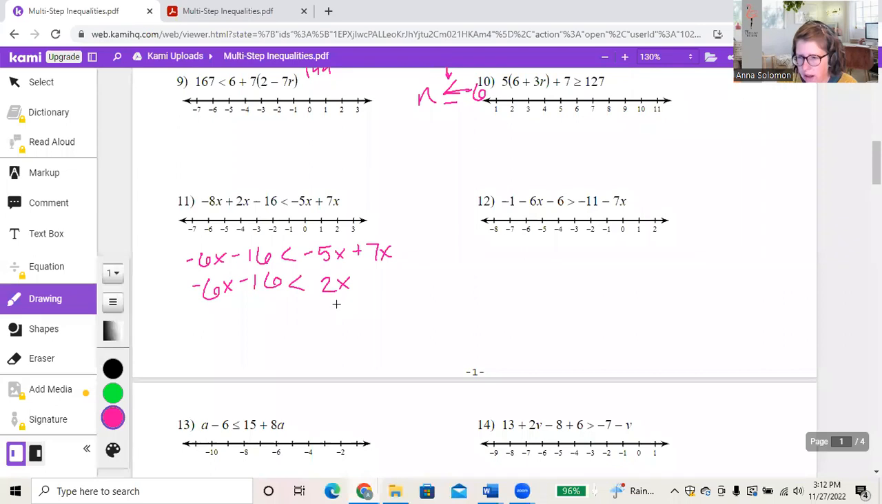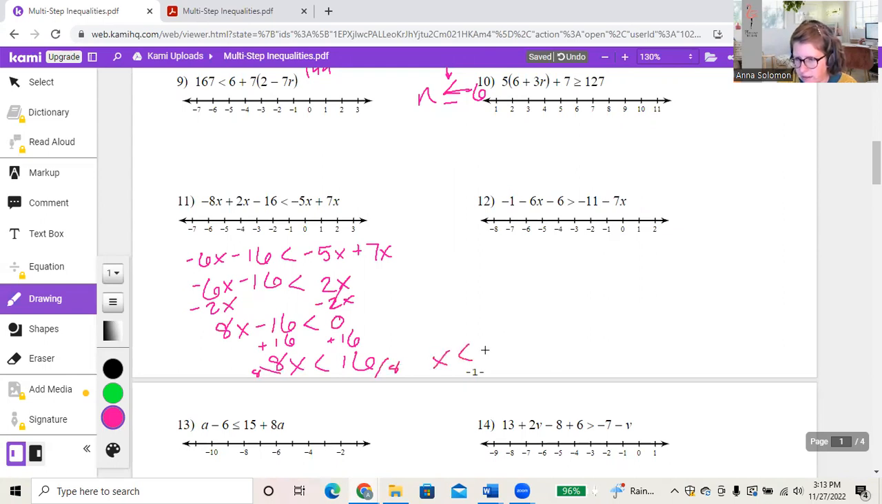All right. So I think a lot of us just feel more comfortable with the variable on the left. So I'm going to go ahead and move that over, which means I'm going to do -2x minus 2x, which means I get -8x minus 16 is less than 0, right? So there's nothing there now, but there will be because I need this 16 to move over. So I'm going to add 16 and add 16, which will get me -8x is less than 16. Then divide both sides by -8 and get x is less than 2.